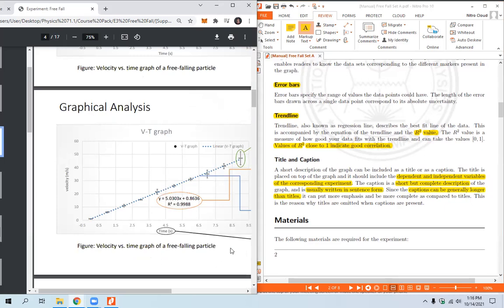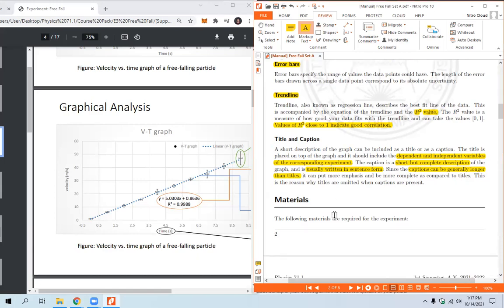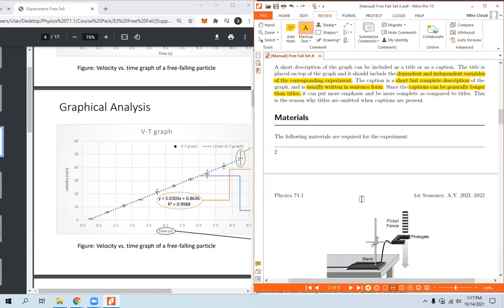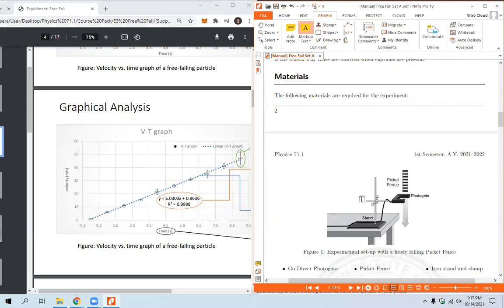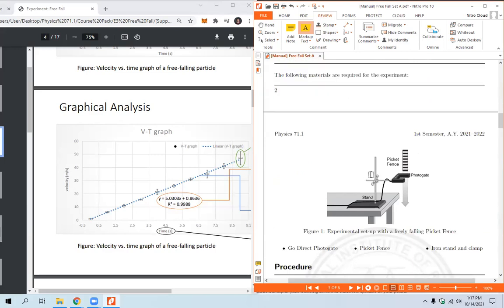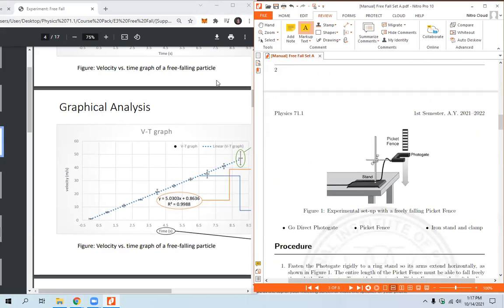Ang caption sa graph na ito ay ito, tong part sa baba, tong figure, velocity versus time graph of a freely falling particle. So it's not in sentence form because it's not really required. So next, moving on. Before we discuss how we get our data, so let's first watch a short video on how the experiment is done.